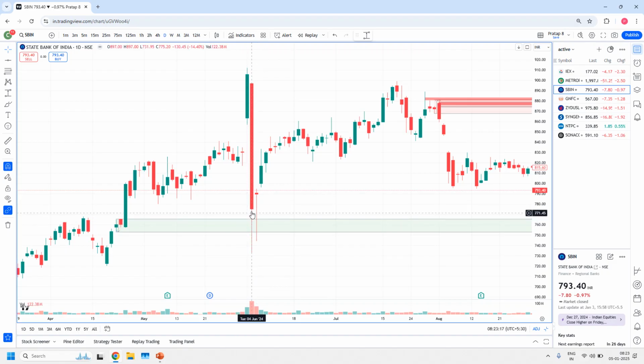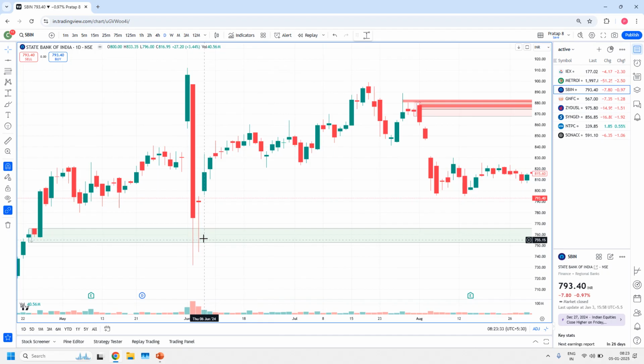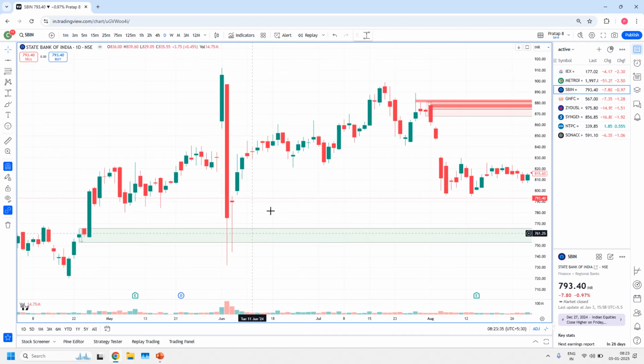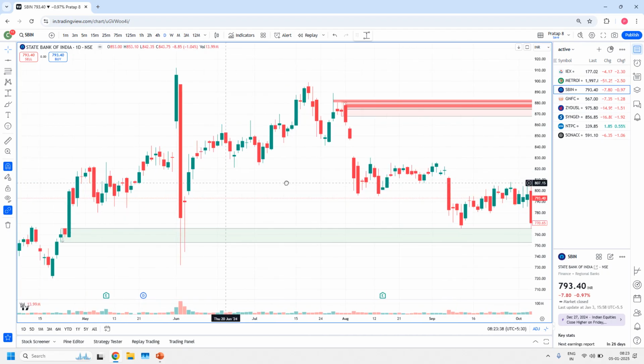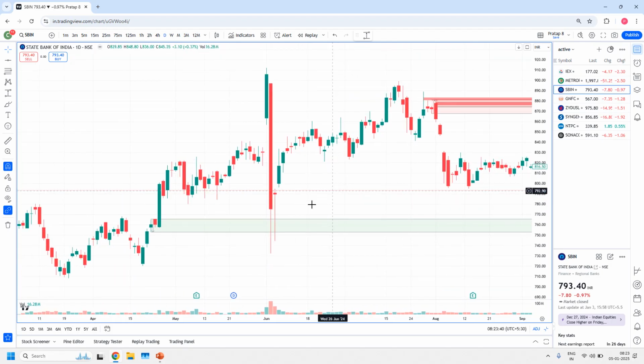If it is a demand zone, it should close above, not below. If it closes below, it is a violated zone. So that's why you have to understand. It is pierced, and prices sharply move out of the zone. That's why in the beginning I told you this point. Okay, anyway, this is a pierced zone.